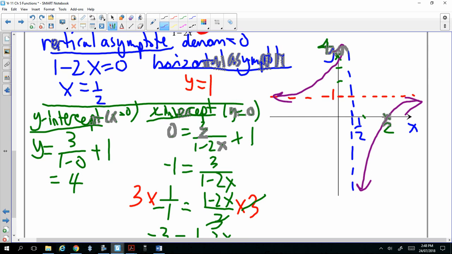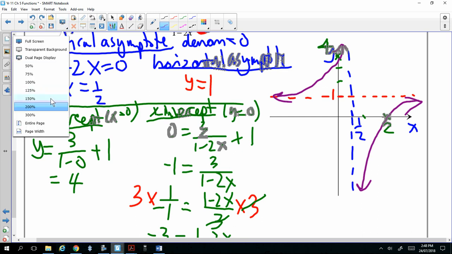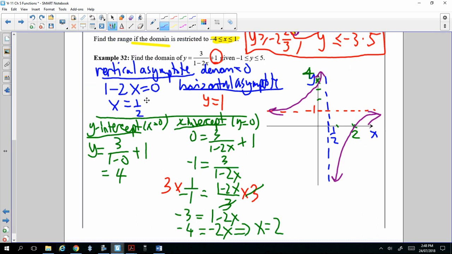Okay, so do you understand the vertical asymptote? Good. Half. Horizontal asymptote? 1. Y-intercept, x is 0, 4. X-intercept, y equal to 0, solve the equation, 2. And then the hyperbola must cross here and there. All right, done.